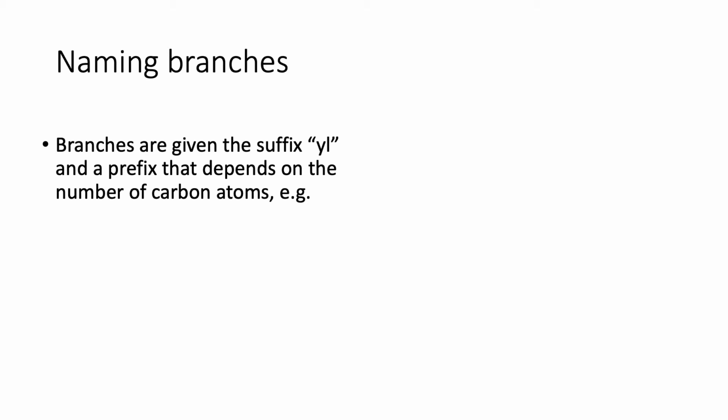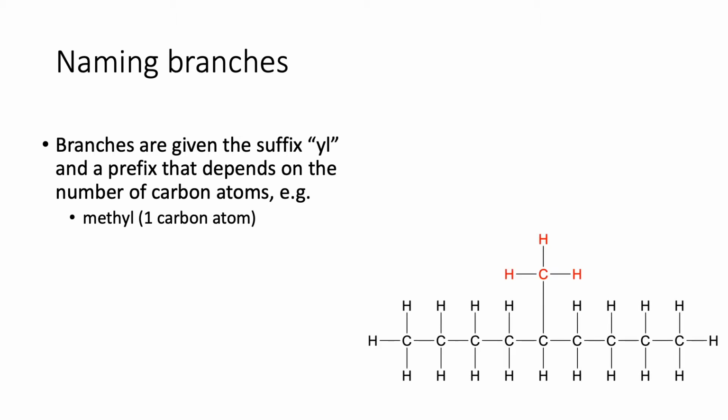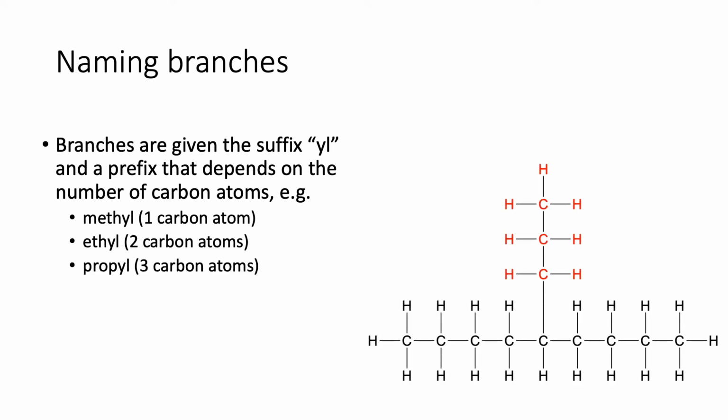We are now going to look at how to name branched alkanes. Branches are given the suffix "-yl", plus the usual prefix according to the number of carbon atoms in the chain. So for example, a branch with one carbon atom is called a methyl group, methyl. A branch with two carbon atoms is called an ethyl group. A branch with three carbon atoms is called a propyl group, and a branch with four carbon atoms is called a butyl group. What would a branch with five carbon atoms be called?